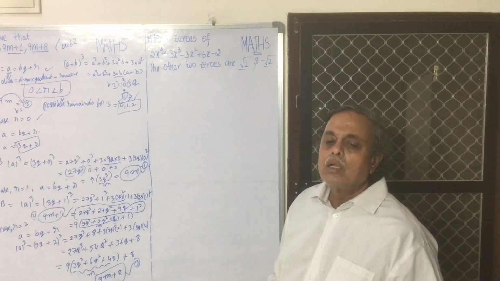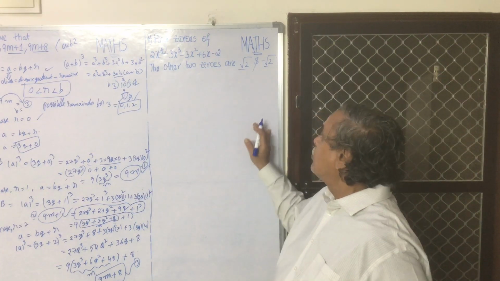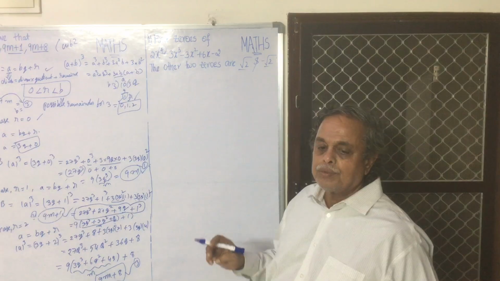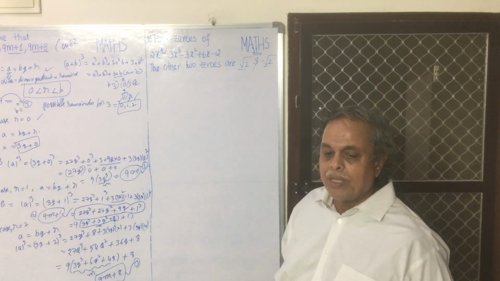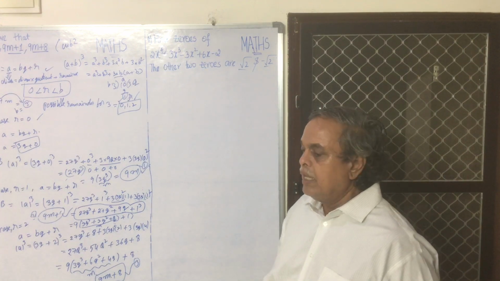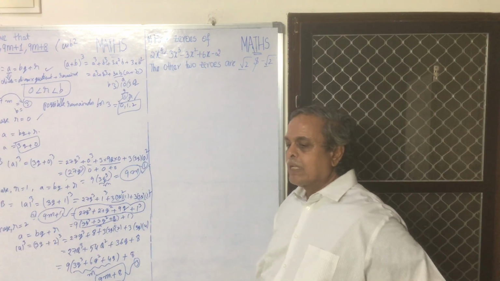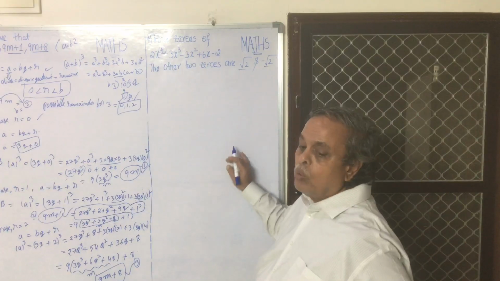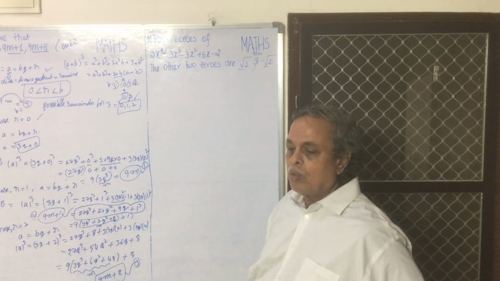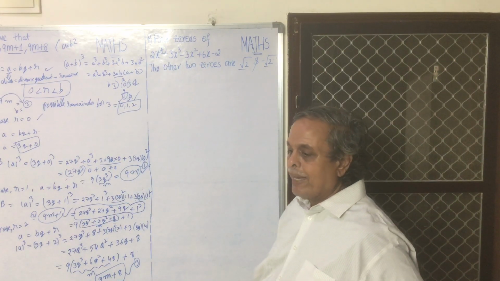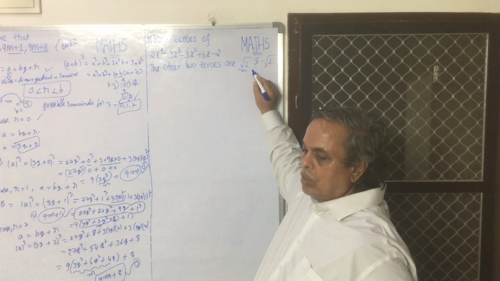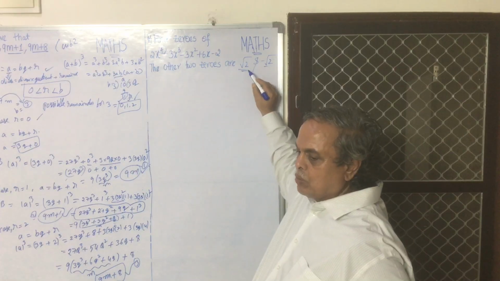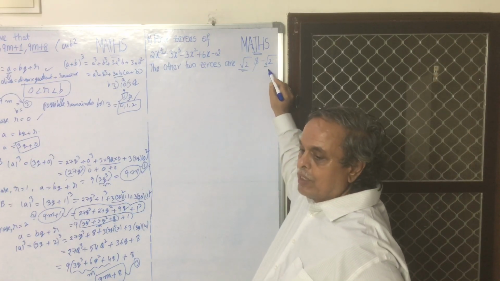What is the formula for a quadratic equation? The general formula is ax square plus bx plus c. The roots give x minus alpha into x minus beta. Here, alpha is plus root 2 and beta is minus root 2.